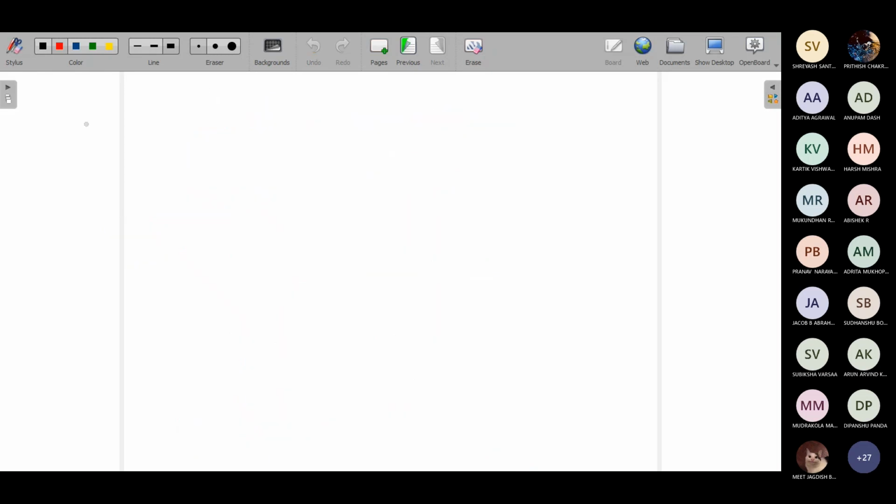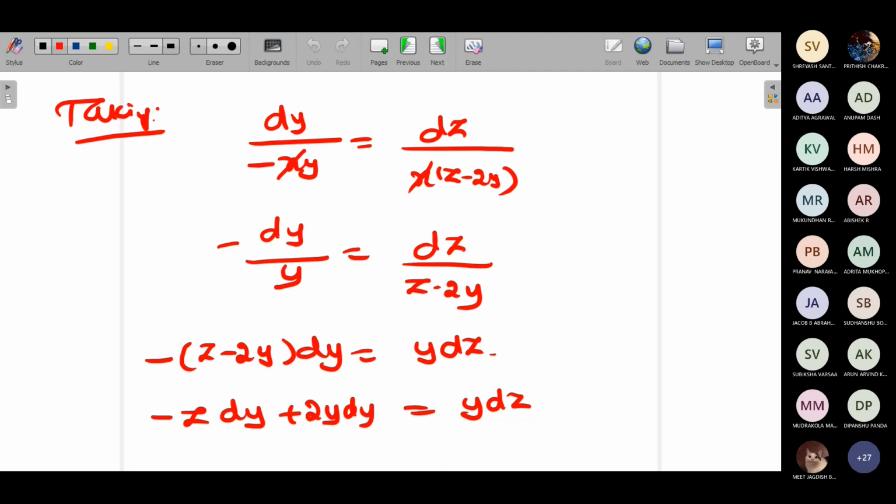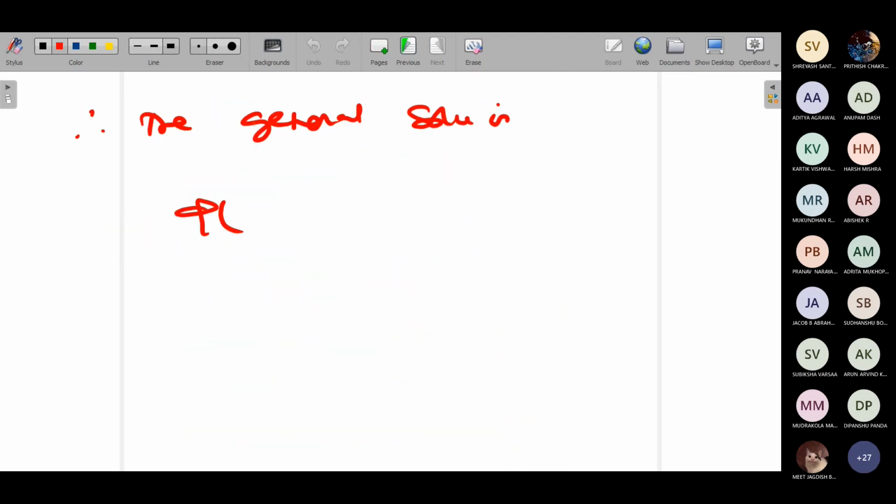So therefore the general solution is phi of c1, c2. What is your c1? x square plus y square, comma, the other term is yz minus y square, equal to 0.